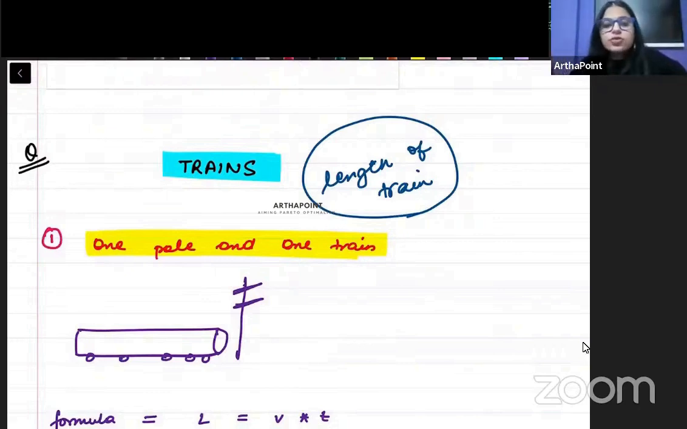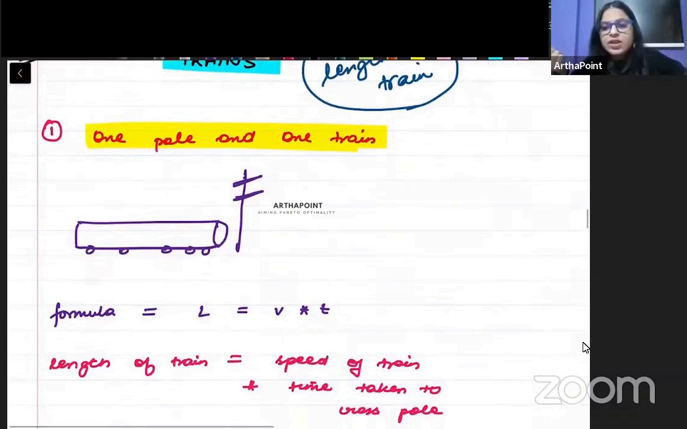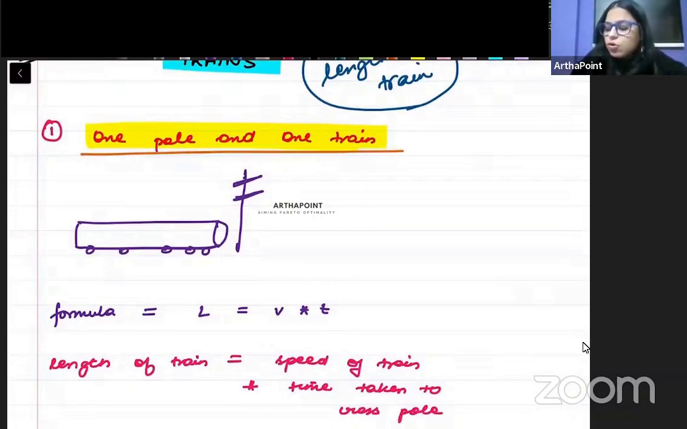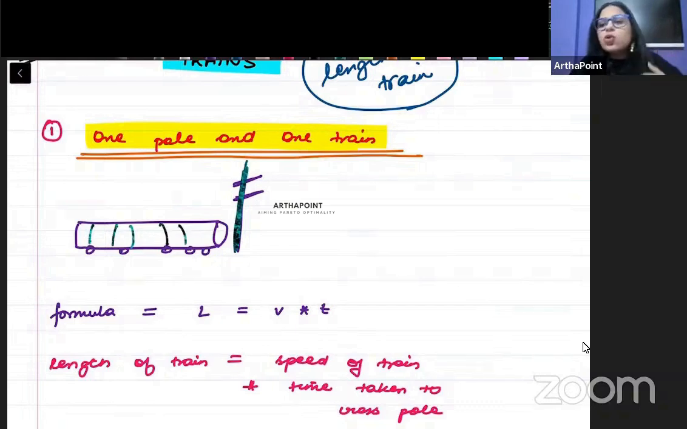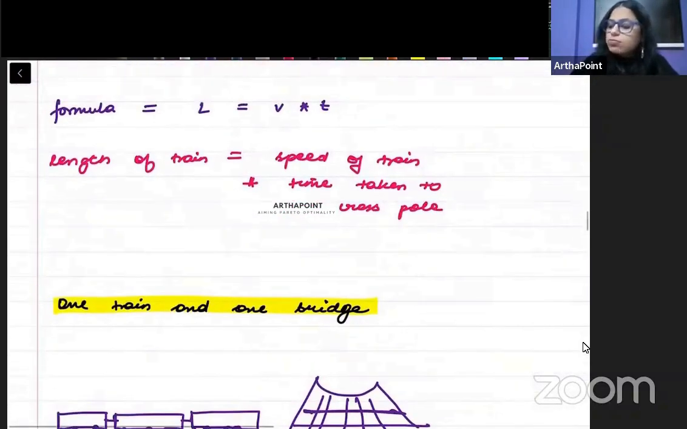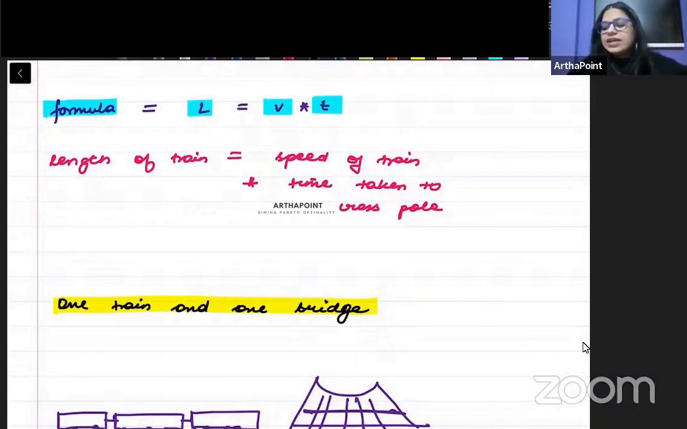So such questions are called train questions, and again, these are very, very important from the point of view of the exam. Look at the first kind of question, beta. Here we are saying that there is 1 pole and 1 train. You have a pole here, right? You have a train here, right? And we want to ask ourselves, what is going to be the length of the train? The formula for this is that the length of the train is going to be the speed of the train into the time taken to cross the pole.